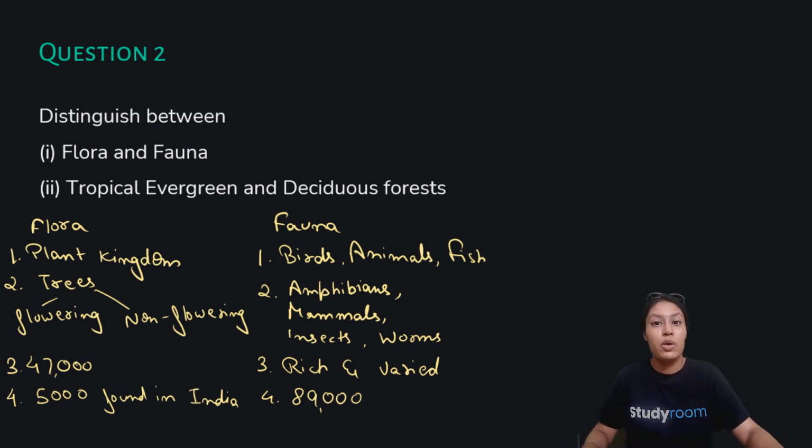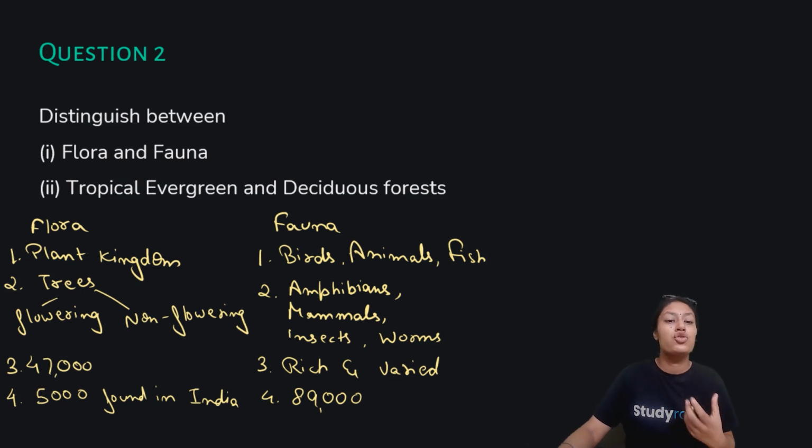Next, about fauna. Fauna includes animals, birds, fishes. Fauna is further divided into amphibians, mammals, insects, worms, like subcategorized. The variety of fauna is very rich and varied in our country, and in total there are 89,000 varieties of fauna found in our country. This is also a very amazing fact.